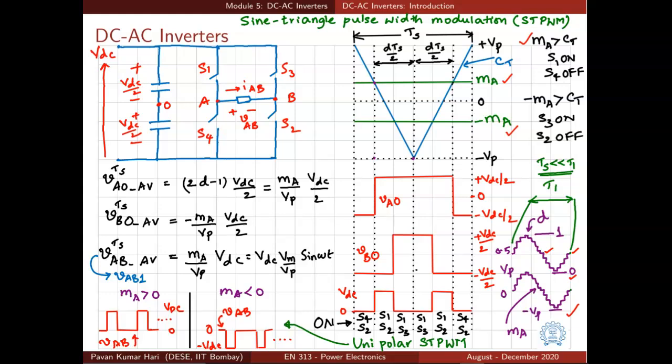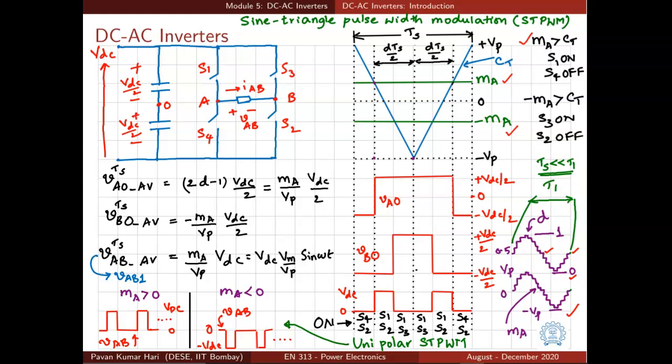For the second leg, leg B, what we do is we compare minus MA against the same triangle, the inverse of the sine, the negative of the sine, with the same triangle. And when that minus MA is greater than CT, top switch of leg B, that is S3 is on. When minus MA is less than CT, S2 is on. So, VBO will not have the negative of VAO, it will have a different waveform.